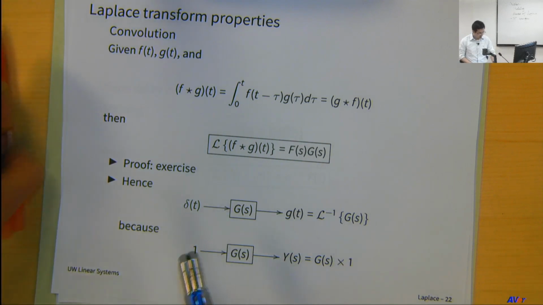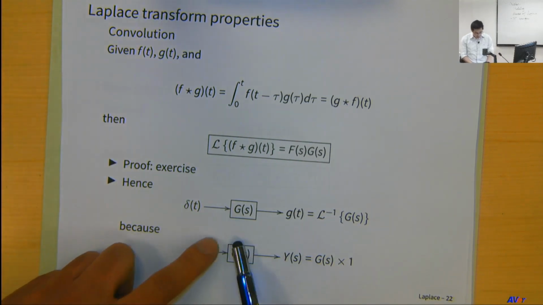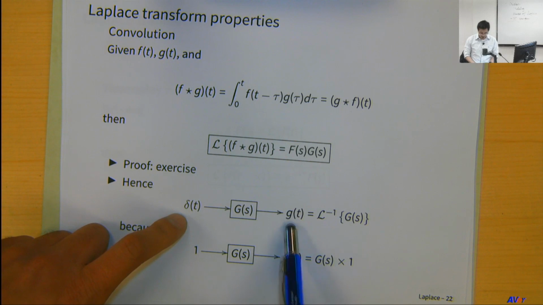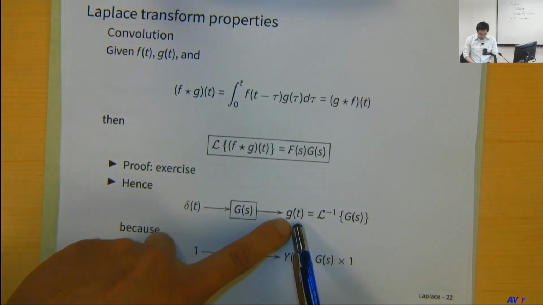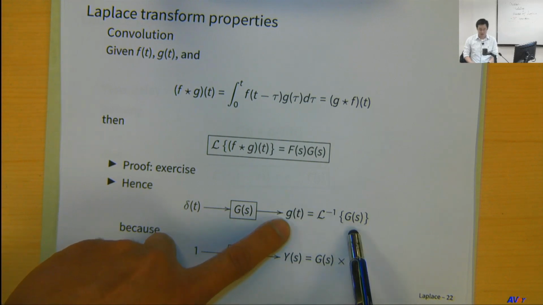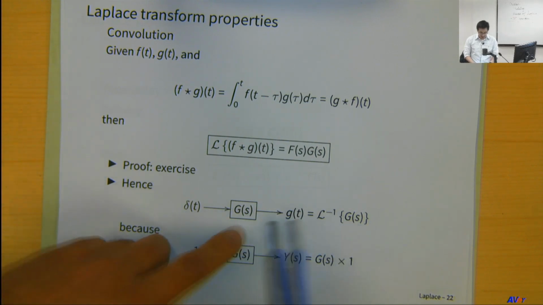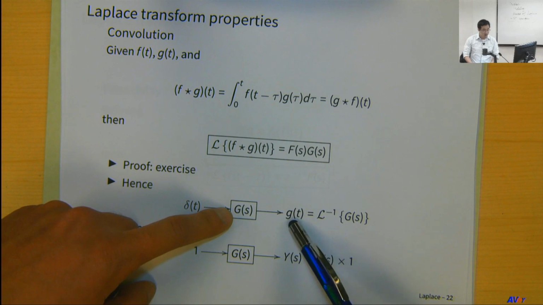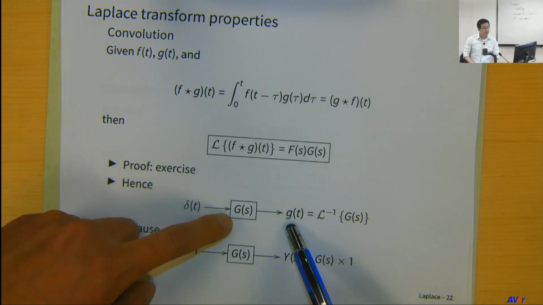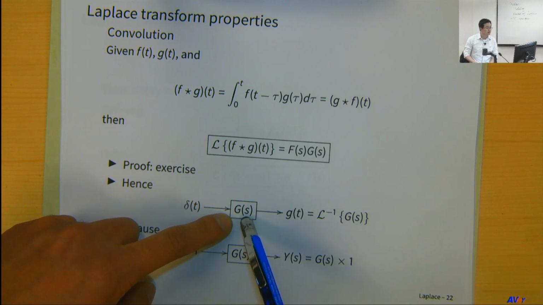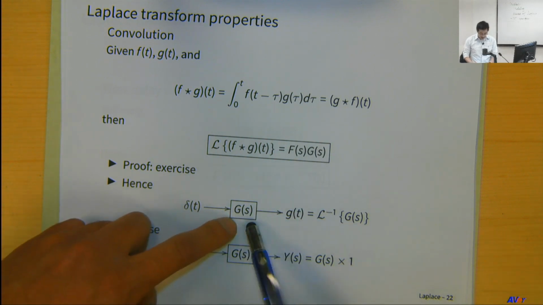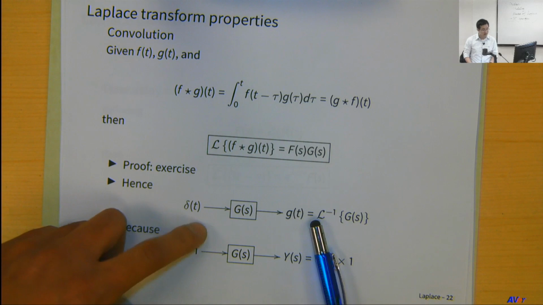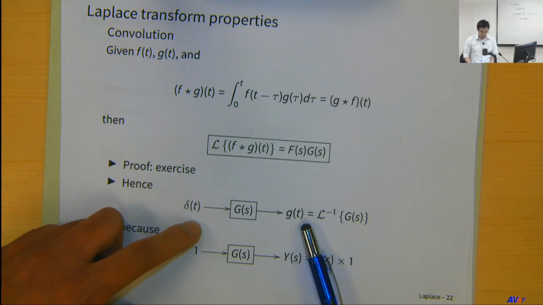I'll give you one example over here. You all know that if you define the Laplace transform between g and capital G like this, the transfer function G is the Laplace transform of little g. Here, little g is the impulse response of the transfer function. That's how it's defined. If you apply an impulse to a transfer function G, you get a time sequence, and that time sequence is defined as the impulse response of G.